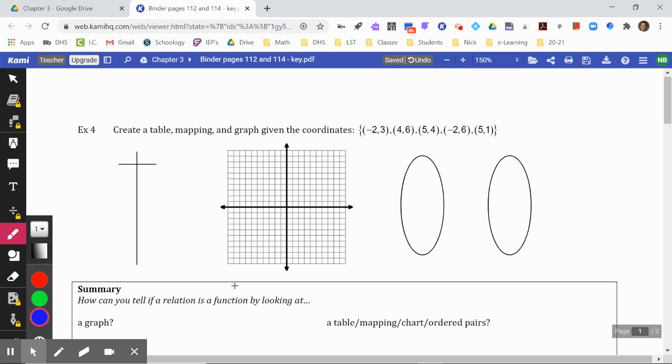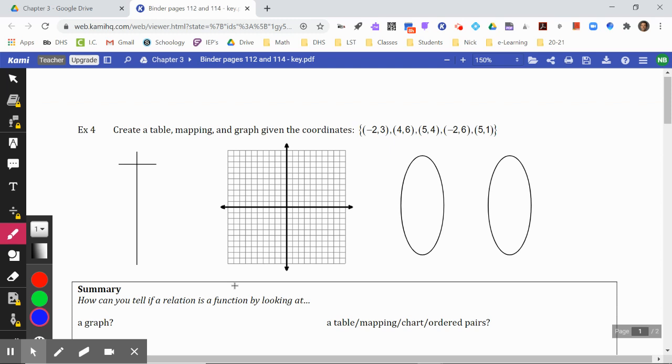Today we're going to be taking notes on page 112 in our binders, and we're going to talk a little bit more about functions, mapping diagrams, tables, and graphs, as well as talking about discrete and continuous functions, all right? So follow along, make sure you have a writing utensil, and again, we're on page 112 here.